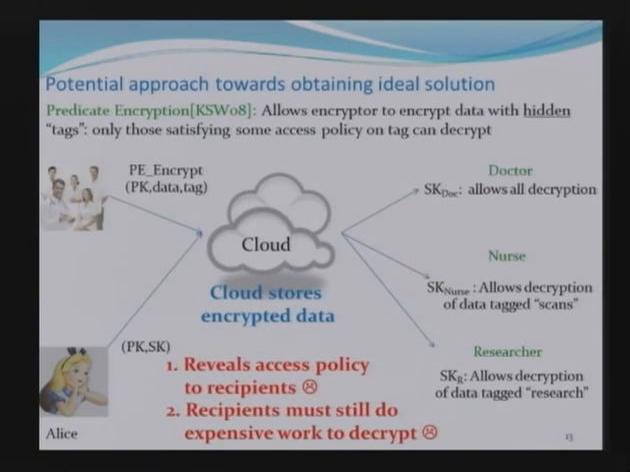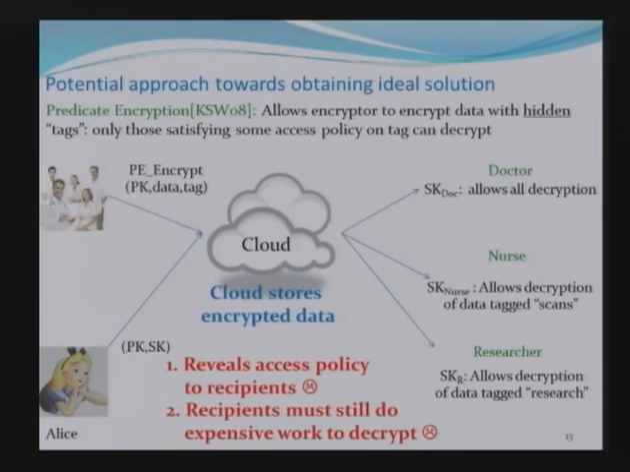Right? So we would have ensured that only the right person ends up getting only the information that's meant for them. Okay. However, this type of solution has the following two drawbacks. Number one, it actually ends up revealing the access policy to recipients. The recipients end up learning everything. So the structure behind these predicate encryptions is such that the access policy is revealed.